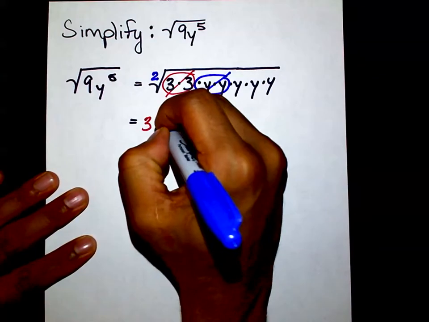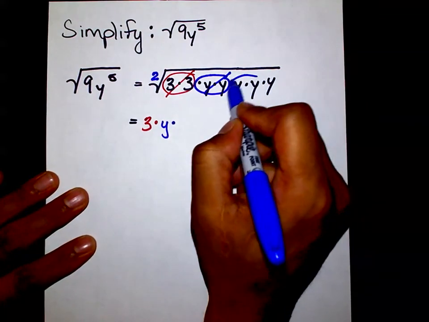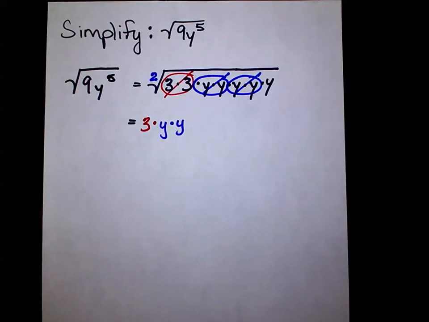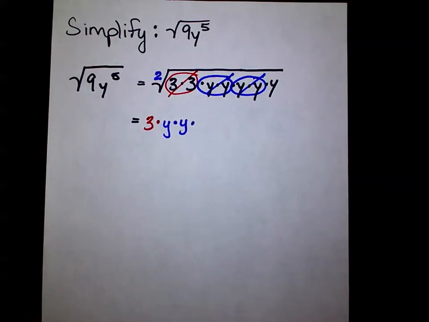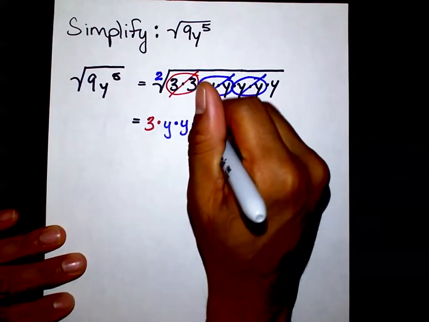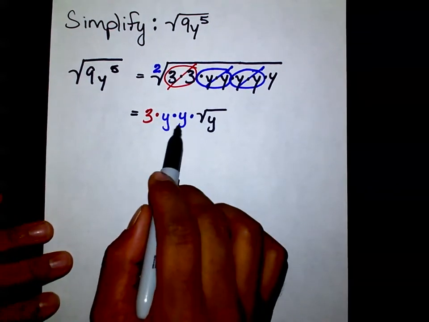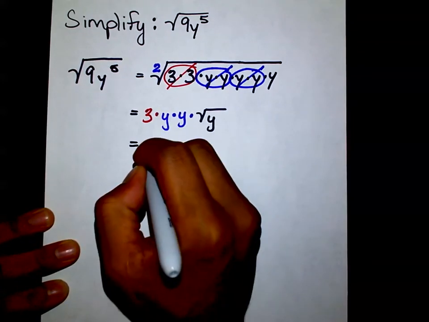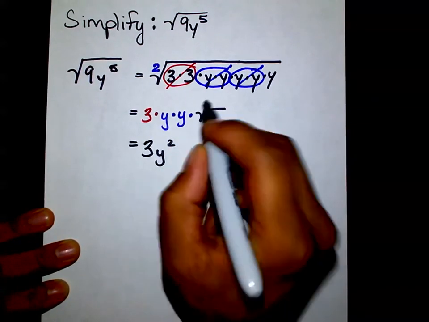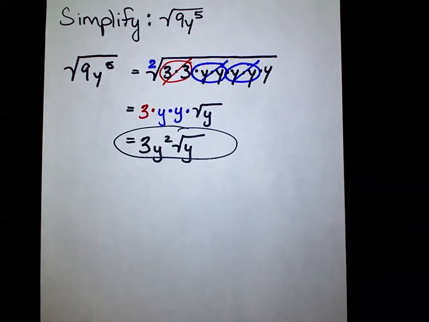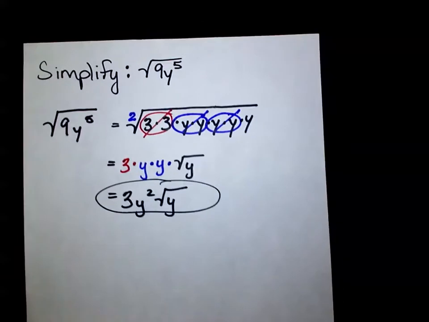2 y's, cross them out, put a y. Times, I got 2 more y's together, cross them out, put another y. Now, I have a y left underneath there, so I need to rewrite that as simply the square root of y. Now, I just want to go ahead and simplify all of this. When I do that and I end up multiplying, that's going to give me 3y squared square root y. Final answer. And I'm done. We did our work. Alright. Let's see. We have a few more here. Let's take a look at another one.